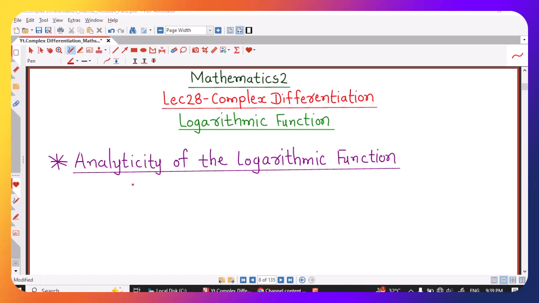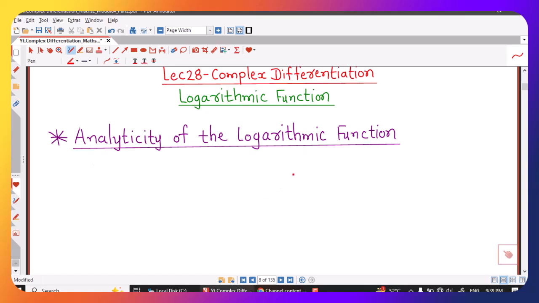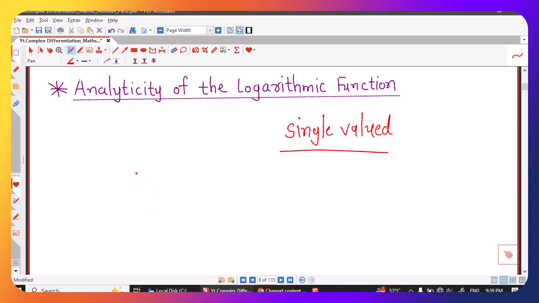Now we are familiar with the logarithmic function, and we also know that the logarithmic function of a complex variable is a multi-valued function. But if we want to discuss analyticity of a complex valued function, then it is defined for single valued functions only. If our function is not single valued, then we cannot talk about analyticity of that function. So first we can restrict our domain such that this function becomes a single valued function.